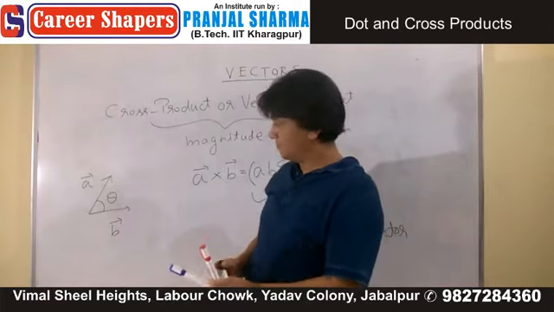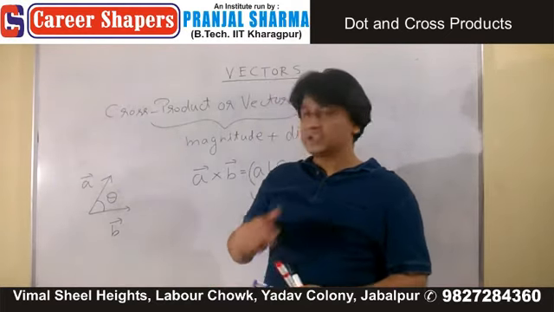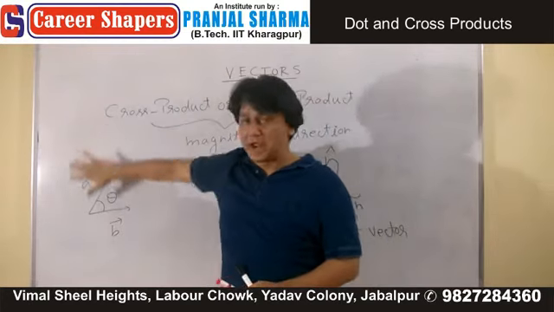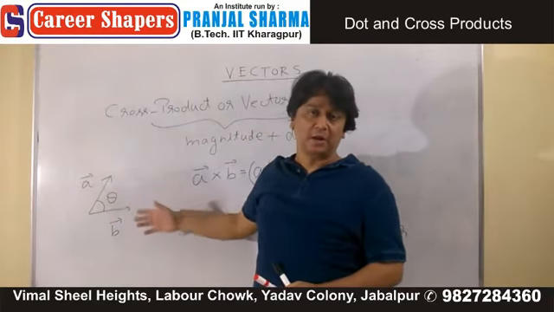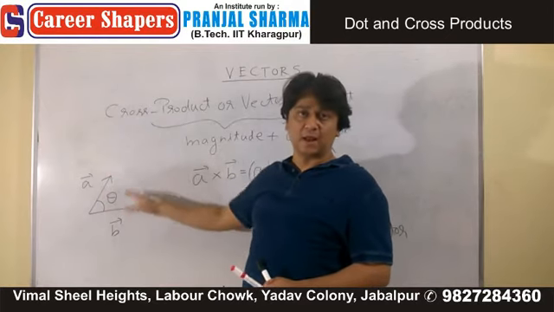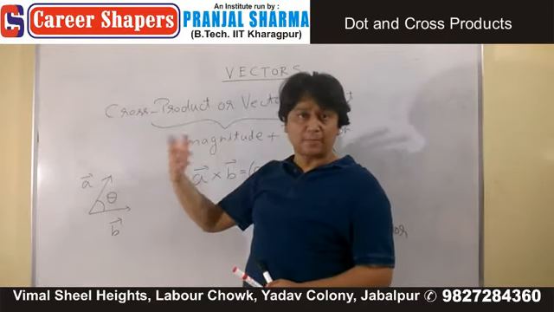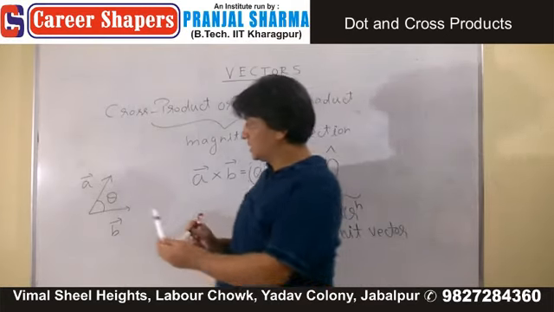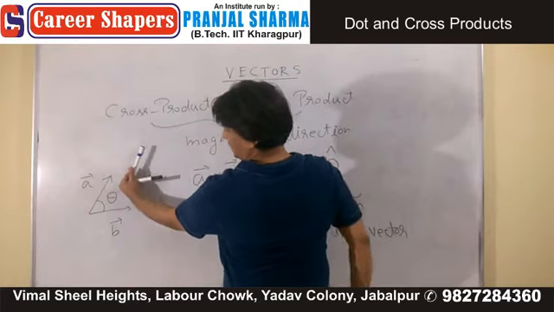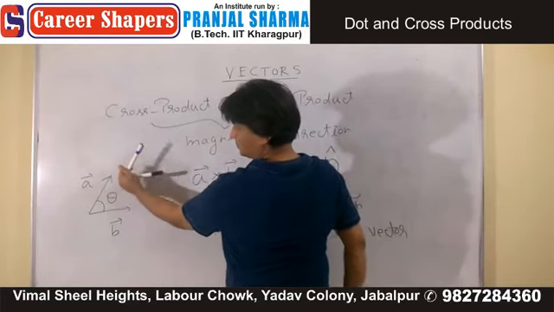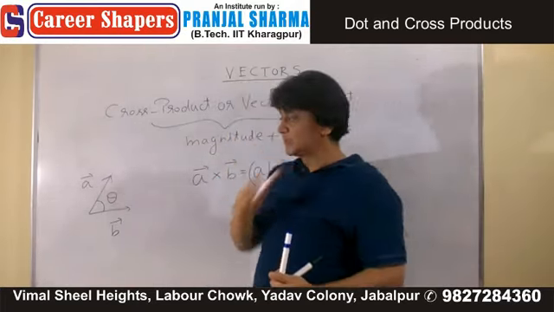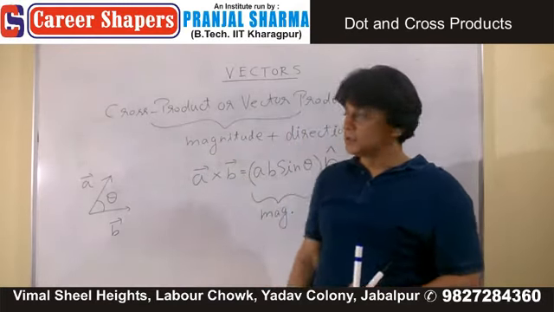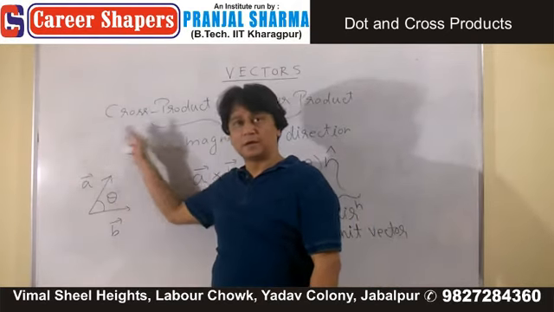What does it mean? What is plane of A and B? Look at this, this is A and this is B. Plane of the board is the plane of A and B. The plane in which A and B lie, that is called plane of A and B. So this is your A and this is your B. They are lying in this plane. And cross product says direction of cross product A and B is perpendicular to this plane.